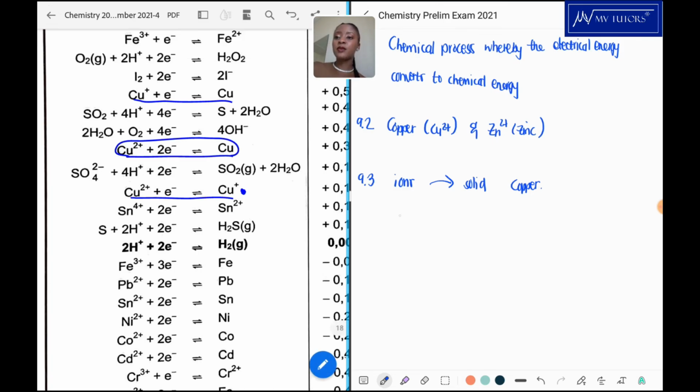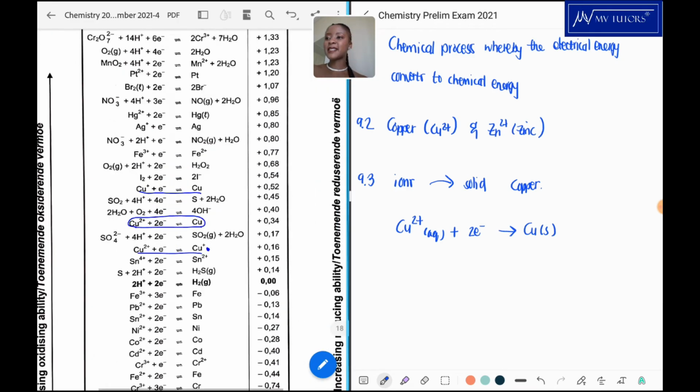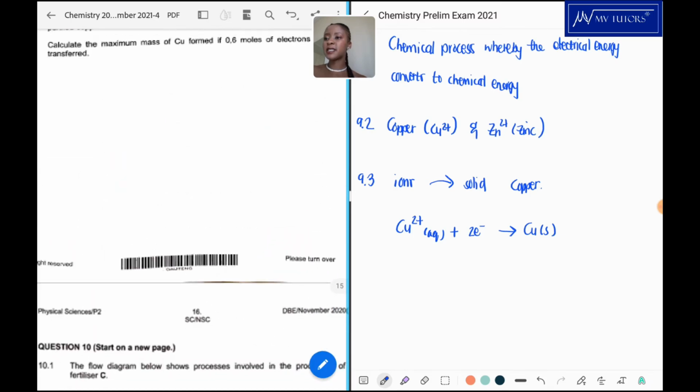Copper 2 plus, we went from ions, and then it gained electrons. You saw that because it's at the cathode, and therefore you have your copper. Another way I would write this: we know your ions are in aqueous solution, and then you have your 2 electrons, and then we finally have the copper solid. So yeah, that is that. Let us go back to the question.